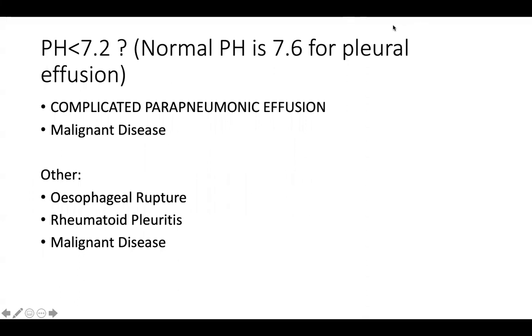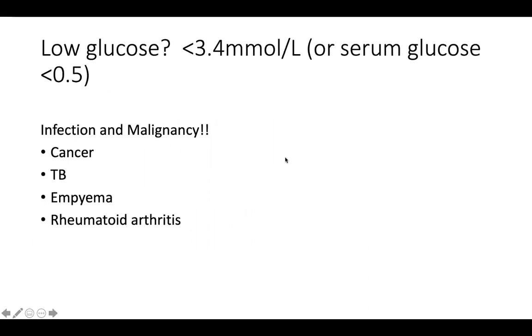Okay, this is just recapping what we talked about in this question. So pH is low, 7.2: complicated parapneumonic effusion, malignant disease, other things, oesophageal rupture, which makes sense because you're getting acidic content going into it, and then rheumatoid as well. Low glucose, just recapping, if it's less than 3.4: infection, malignancy, cancer, TB, empyema, and again, rheumatoid arthritis. So rheumatoid arthritis is a bit rogue.